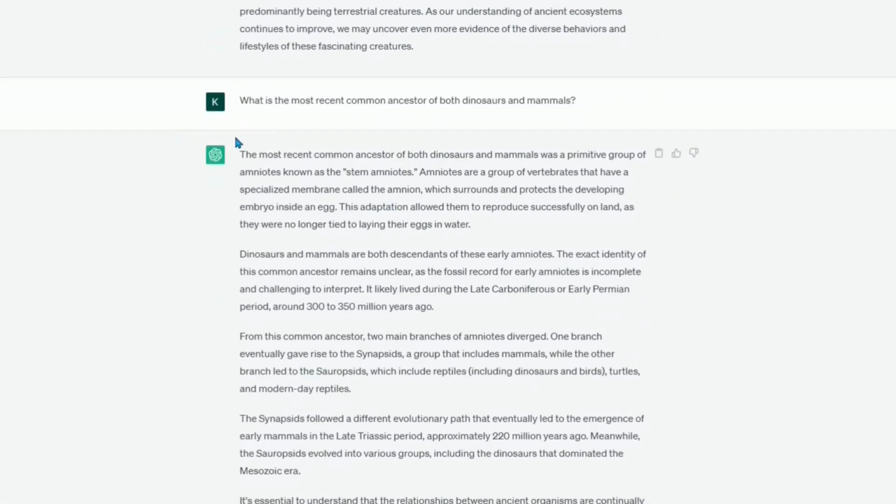Second question, just as an example, what is the most recent common ancestor of both dinosaurs and mammals? For this you have to go to the Permian period in the Paleozoic era, or even the Carboniferous period. So a pretty good detailed answer over here. It likely lived during the late Carboniferous or early Permian period around 300 to 350 million years ago. From this common ancestor, 2 branches of amniotes diverged. One branch eventually gave rise to the synapsids, a group that includes mammals, while the other branch led to the sauropsids, which include reptiles, including dinosaurs and birds, turtles, and modern-day reptiles like snakes and crocodiles. The synapsids followed a different evolutionary path. So this is a pretty good essay that answers this question over here.